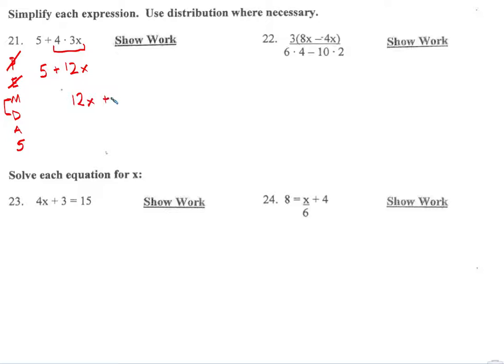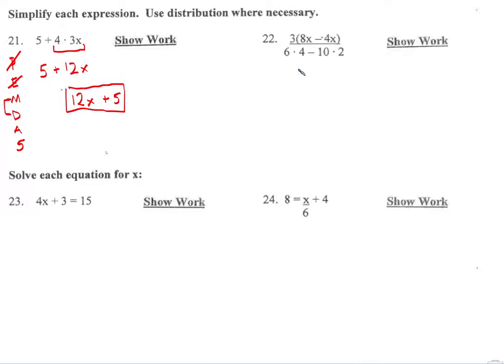I like writing it in descending powers of x. So if I had an x squared, it would go in front, and then x cubed goes all the way to the left. 12x plus 5 is the final answer that I'm looking for. So please do write it in descending order. There are a few people that left it 5 plus 12x. I'm not going to take off points. You're mathematically correct. It's just your notation is bad.